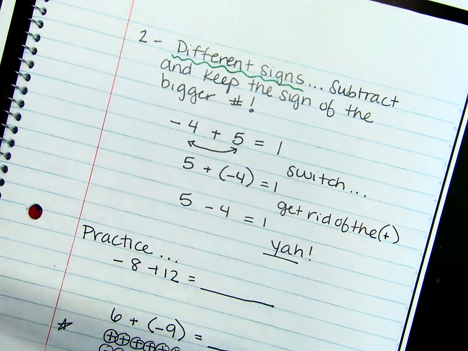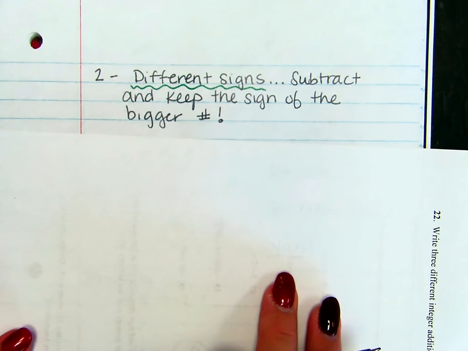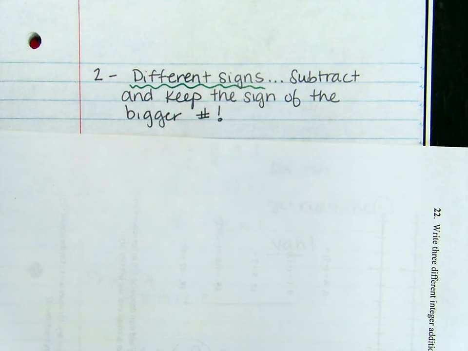Next, we are going to talk about what happens when we have different signs. When we have different signs, we're actually going to subtract, and we're going to keep the sign of the bigger number. The bigger number in this case is the number that's furthest away from 0. And we're going to use some plus and minuses to help us out with showing this.